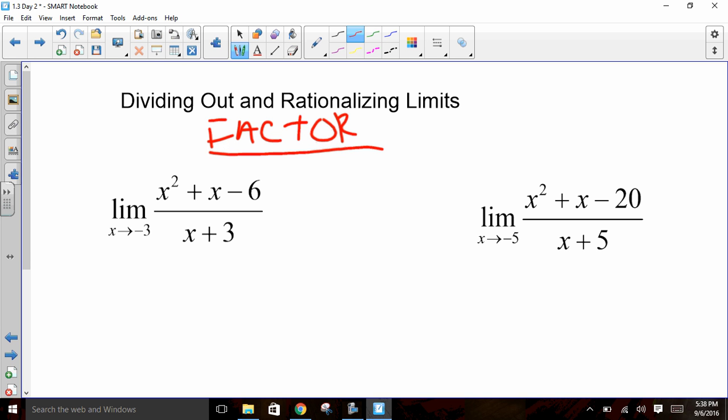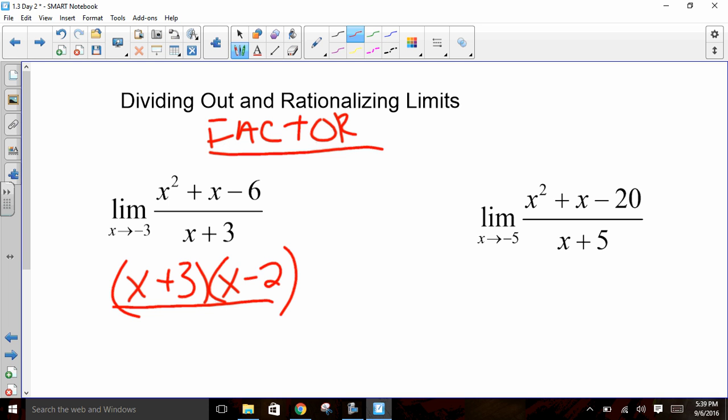So if we take a look at this example on the left, I have x squared plus x minus 6. I know I can factor that top out, so let's try and factor it. The only thing that can multiply to x squared is x times x. Well, multiplies to negative 6, adds to 1. Well, plus 3 minus 2.